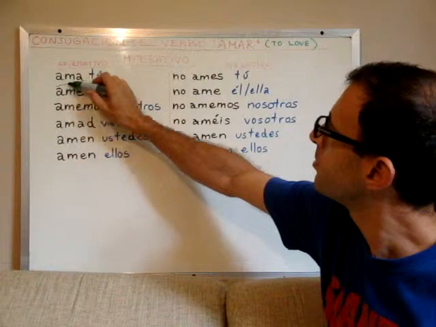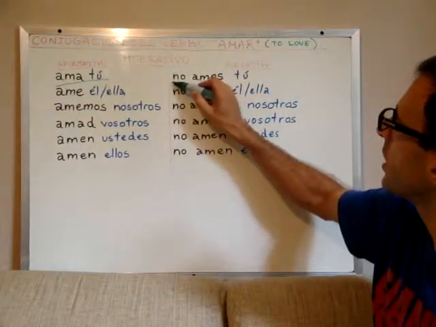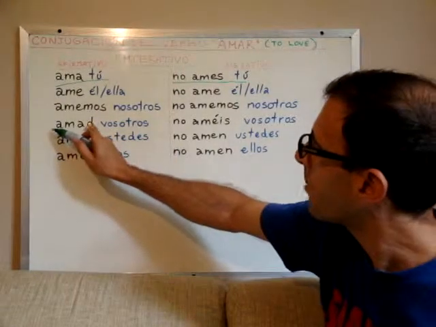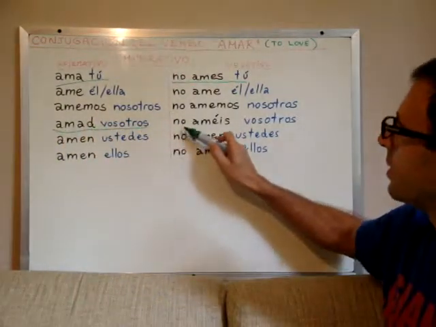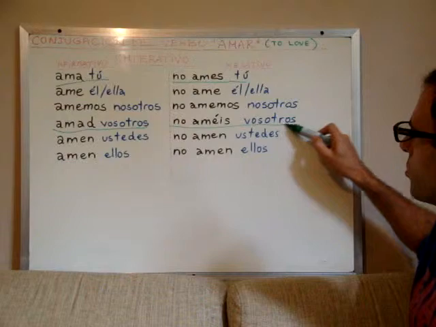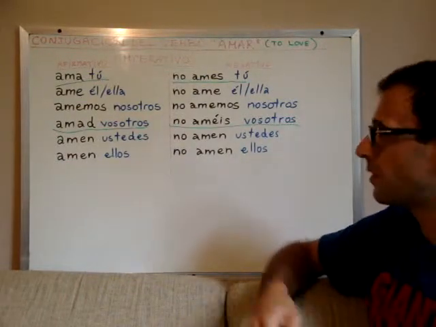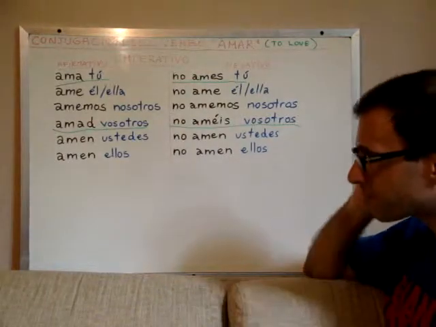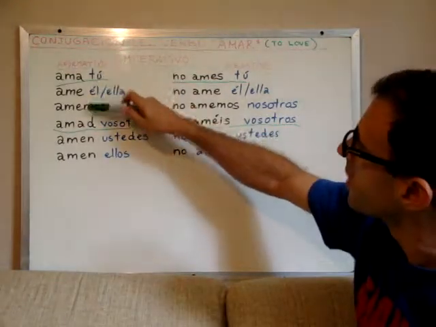ama tú, right, and no ames tú, and amad vosotros and no améis vosotros. Okay, this is you singular and you plural, right? The others are the same.